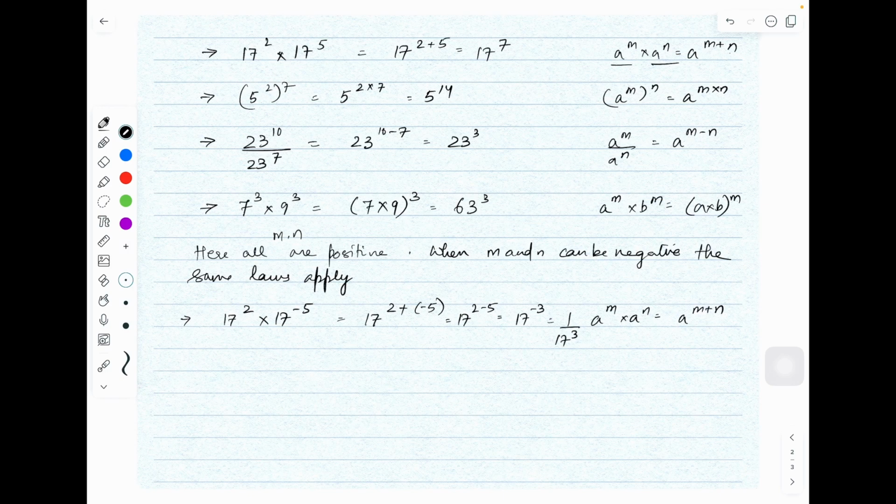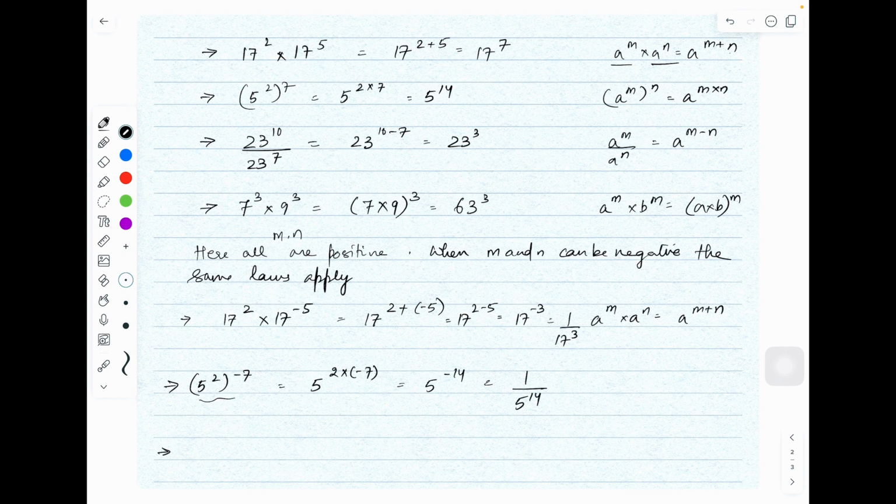You can write it. Similarly, 5 squared, I will not write these formulas again, you have to remember them. 5 to the power 2, whole to the power minus 7. We know in these cases we have to multiply the exponents. This is 2 into minus 7. So 2 into minus 7 is minus 14. So 5 to the power minus 14 is the answer. Or you can write it as 1 by 5 to the power 14.